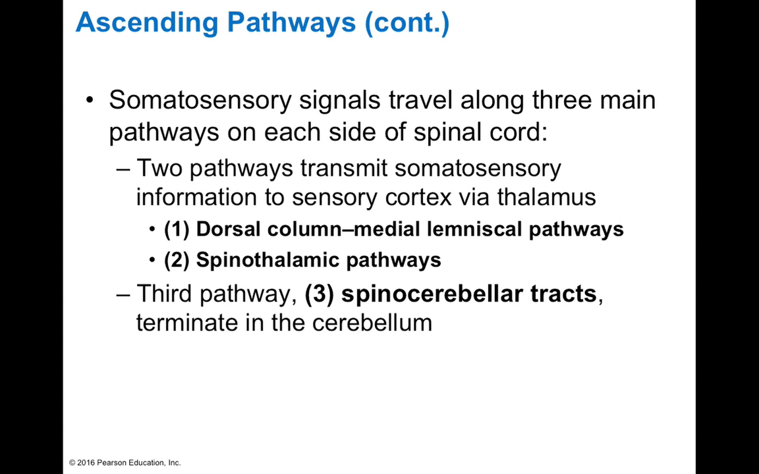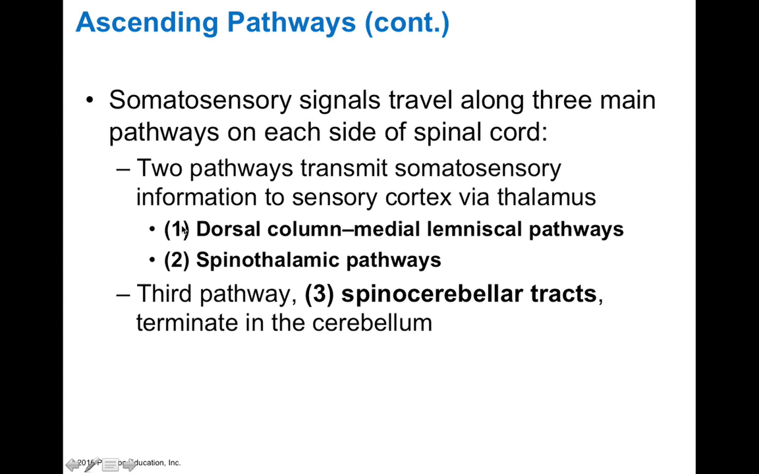Remember, ascending is afferent information, which is sensory. So somatosensory signals travel along 3 main pathways on each side of the spinal cord. There are 2 pathways that transmit somatosensory information to the cortex via the thalamus, and there's a 3rd pathway that transmits somatosensory information straight to the cerebellum.